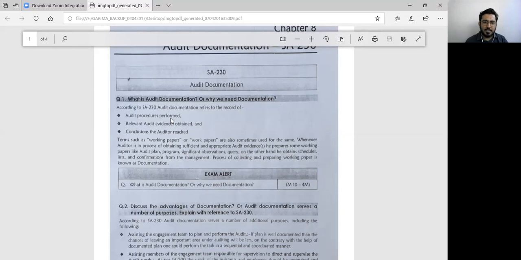देखो, what are the things that will form part of audit evidence? Here we have already seen those things. Same things have been explained over there. It says process of collecting and preparing working papers is known as documentation. Very important part. The process of collecting these working papers and the process of preparing the working papers is known as your documentation. Mark this first question, very important. It has been asked in the exam a couple of times. So mark this as a very important question.